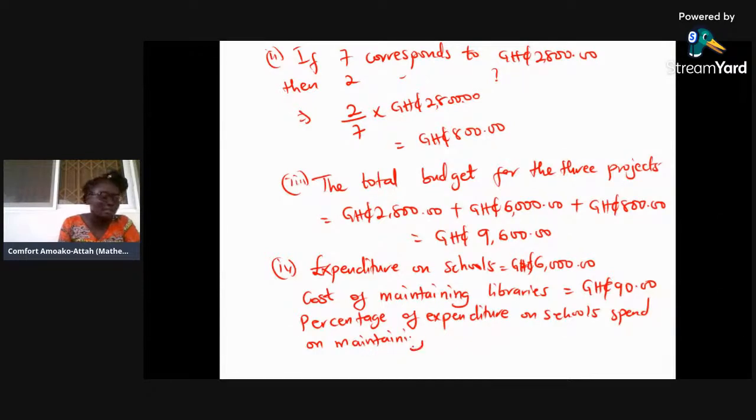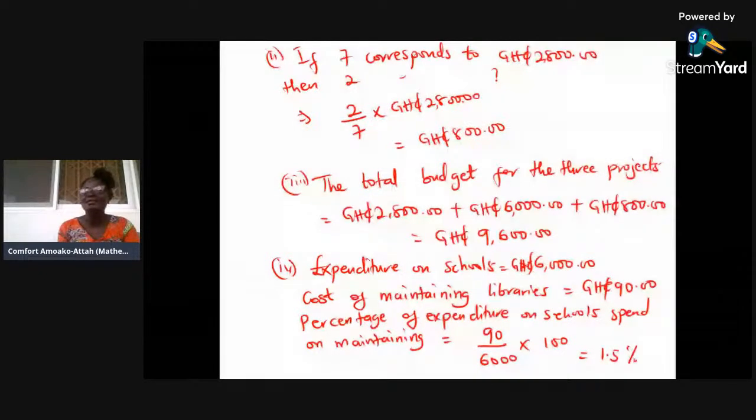The percentage spent on maintaining libraries is equal to 90 divided by the 6,000 times 100. So simplifying this, we are going to get 1.5%. I believe you also had the same answer. If you had the same answer, bravo to you. If you were not able to have it, please go back and cross-check and correct where you had it wrong.